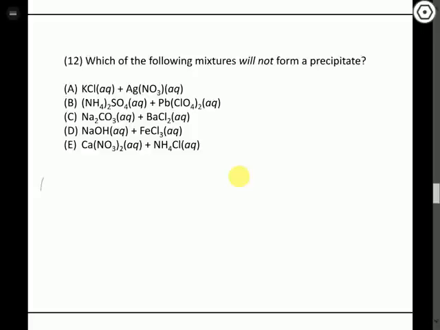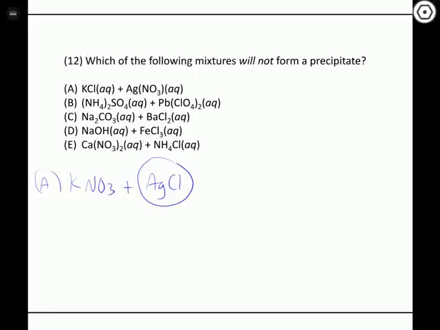So for choice A, we're mixing KCl and silver nitrate. So we swap the cations and anions. We get KNO3 plus AgCl. AgCl is the world's most common precipitate, so we should recognize that that's insoluble. So this first combination will form an insoluble precipitate.